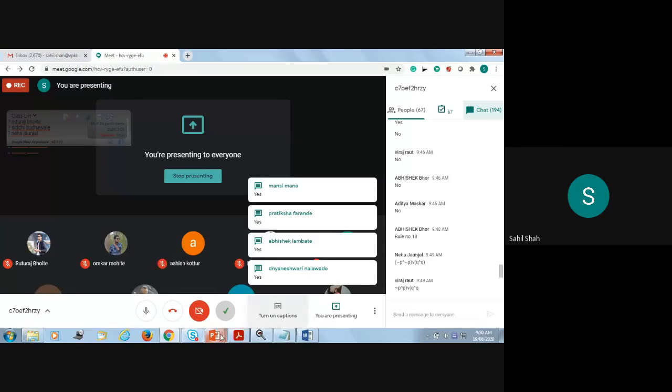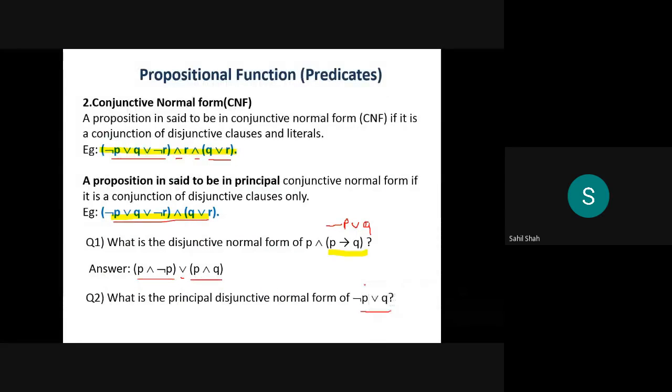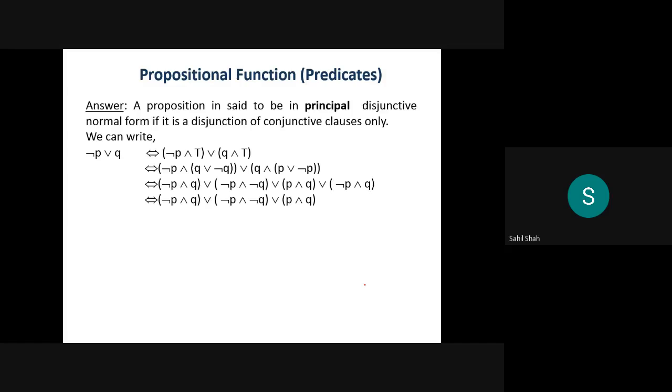Okay. Very good. So how is this converted? A proposition is said to be in principal disjunctive normal form if it is a disjunction of conjunctive clauses only. So here negation P conjunction T is written. We may write, using the idempotency law, negation P conjunction negation P. That will also be perfectly fine. But they have made use of T, and T is replaced.